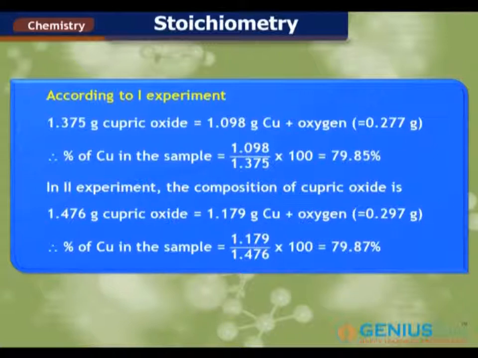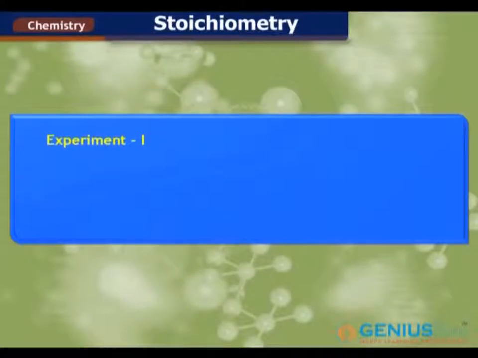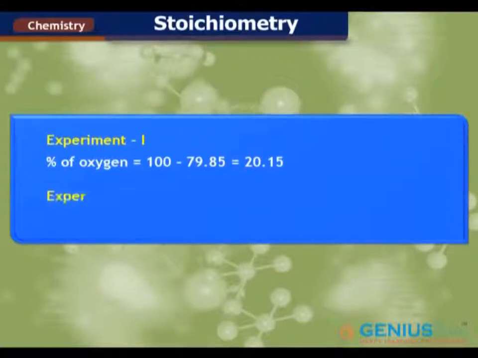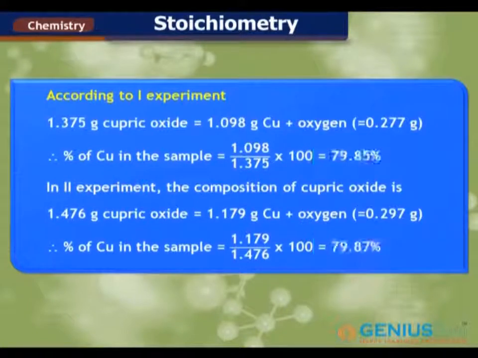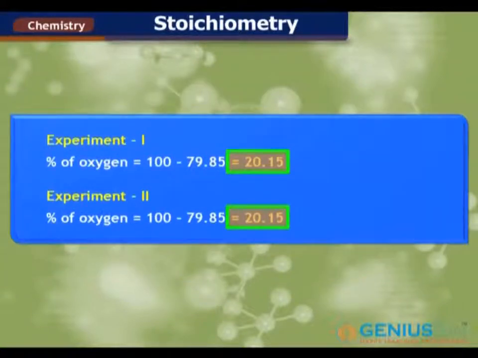Since in both experiments we obtain the same percentage of copper, what about the percentage of oxygen? In the first experiment, the percentage of oxygen is equal to 100 minus 79.85, which is 20.15%. Similarly, in the second experiment also, the same percentage of oxygen is present. So, whatever the experiment, the percentage of copper and oxygen is the same. That means they have definite proportions. Therefore, the law of constant proportions applies here.